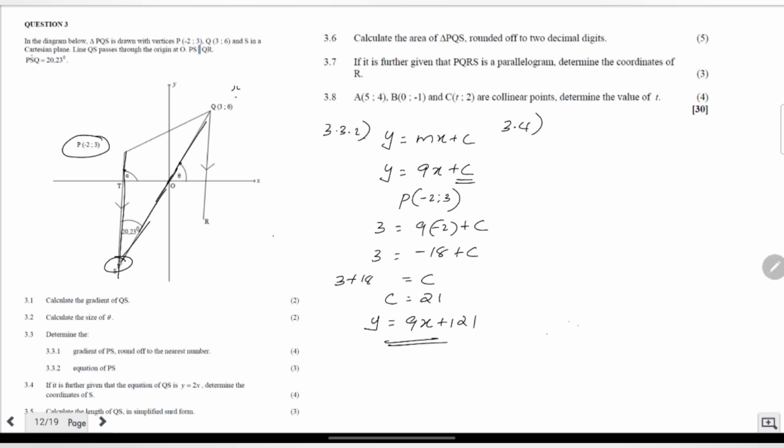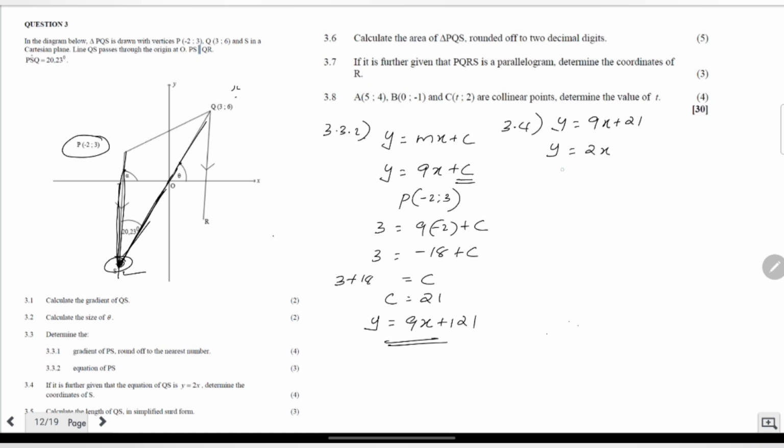Okay, so the coordinates of S, the point S. What is this point? This point is the intersection of these two lines. If you know the equations of these two lines, solve simultaneously, because this is the point where these two lines meet, isn't it? And what is the equation of PS? We got it. What is that? Which is y is equal to 9x plus 21. And what is the equation of QS? That is given, y is equal to 2x.